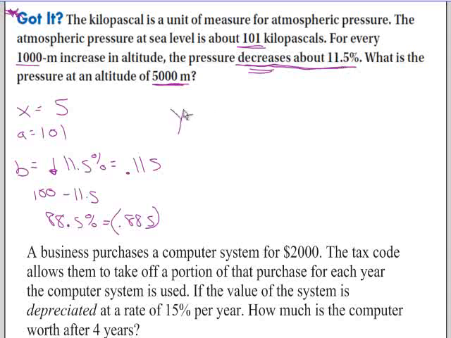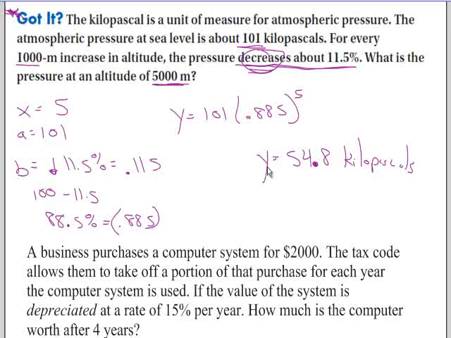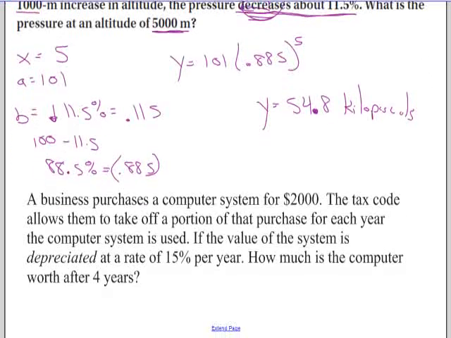So let's plug everything in. Y equals A is 101, times 0.885, which is decrease. This number is less than 1, so that's a good thing. To the 5th power. We're going to go from 1,000 meters to 5,000 meters. The change is 5 there. Let's plug everything in, and we should end up with Y equals 54.8 kilopascals. Right, so that's how our decreases work. They're just going to be a little bit backwards, but we'll get the hang of it.